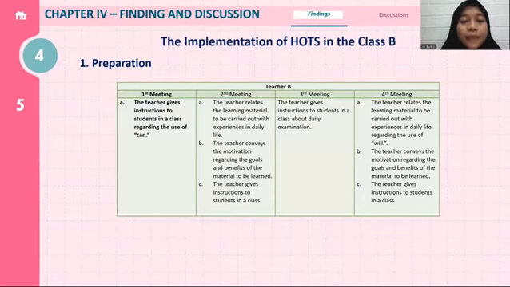Next, the implementation of HOTS in class B. Based on the table on the screen, HOTS preparation by the English teacher of class B can be said to be good. In this preparation, the implementation is related to one of the 4 skills, namely communication skills, the same as the teacher in class A. It can be seen that there is good communication between teacher and students.